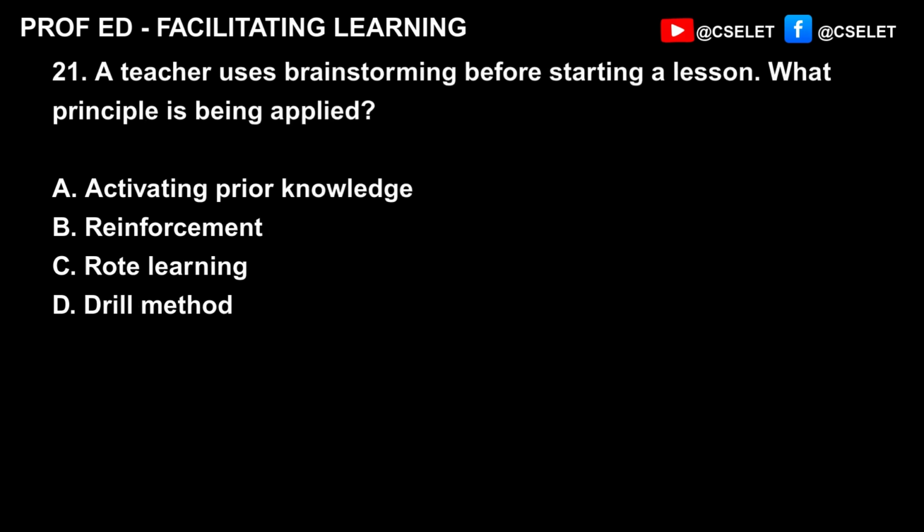A teacher uses brainstorming before starting a lesson. What principle is being applied? A. Activating prior knowledge, B. Reinforcement, C. Rote learning, D. Drill method.